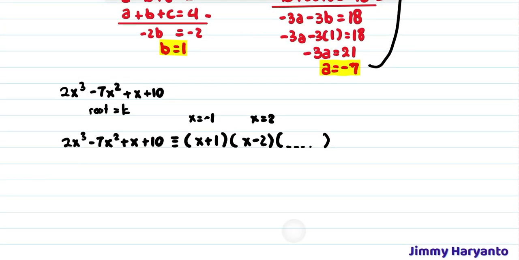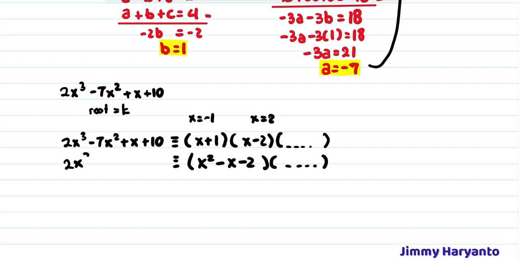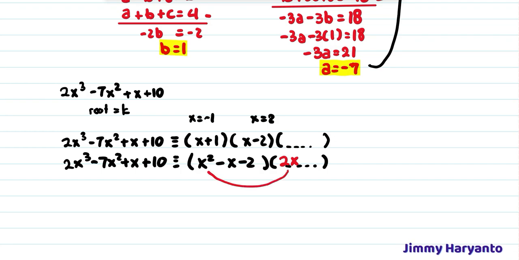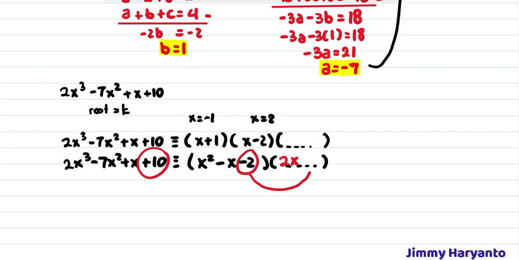Okay, so just multiply this one: x squared minus 2x plus x will be negative x, and then negative 2. After that, when you multiply it with this one, it will become 2x to the power of 3 minus 7x squared plus x plus 10. I can assure you that the first one is 2x, because 2x times x squared becomes 2x to the power of 3. And because the last one is negative 2, it has to become 10. That means this one is negative 5. It has to be negative 5.